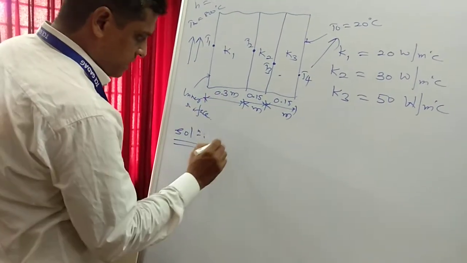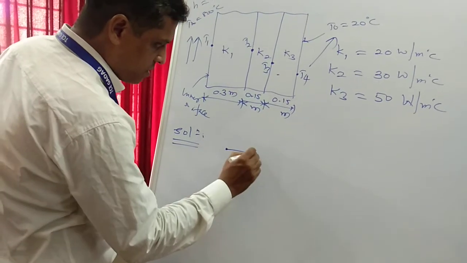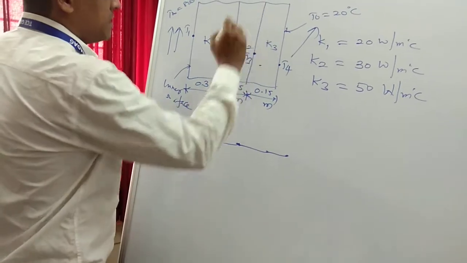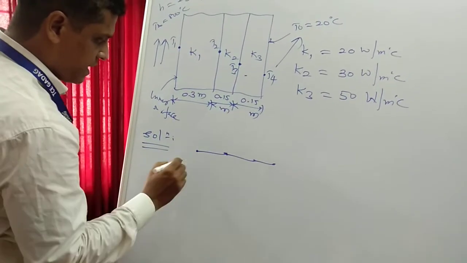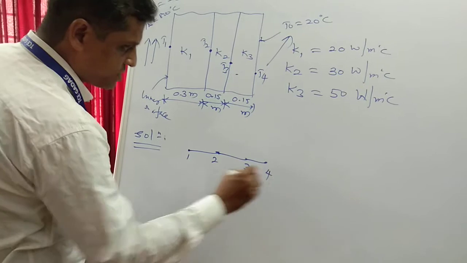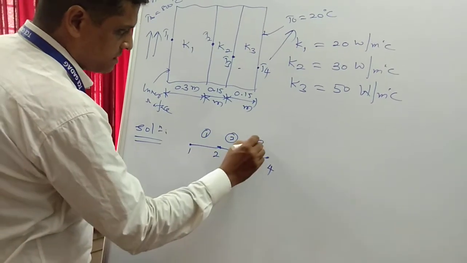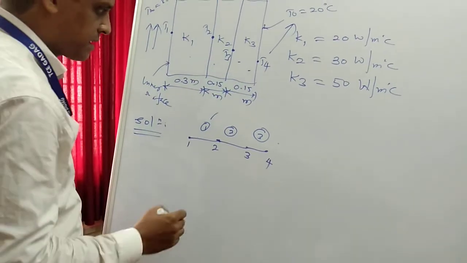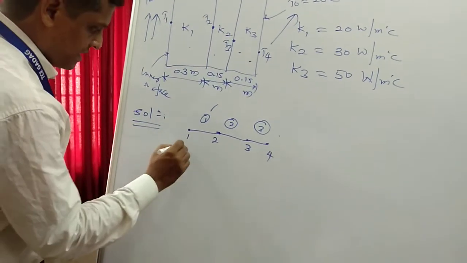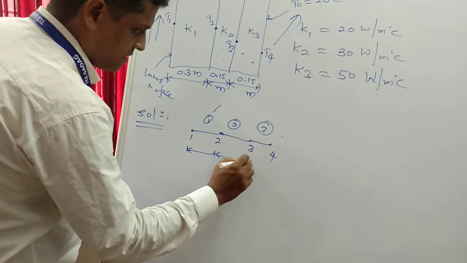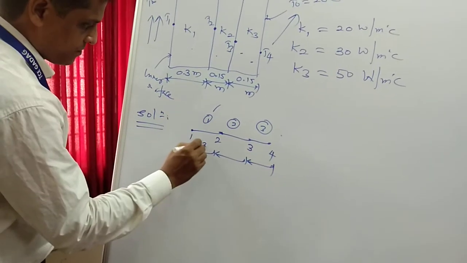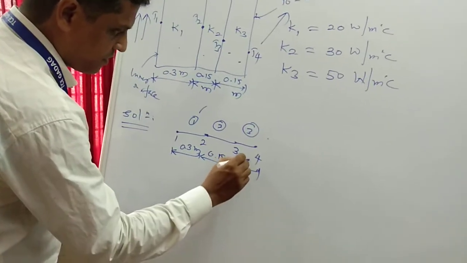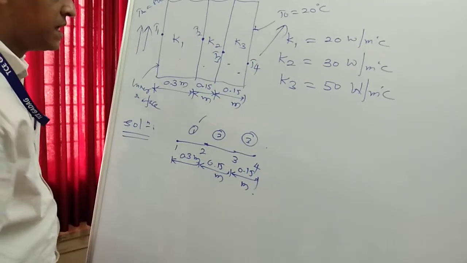Let us generate the finite element model. Let us discretize this composite wall into three elements with 4 nodes and 3 elements. Each element will indicate each material. Now next, each element length is given, that is the thickness of each material: 0.3 meter, 0.15 meter and 0.15 meter.